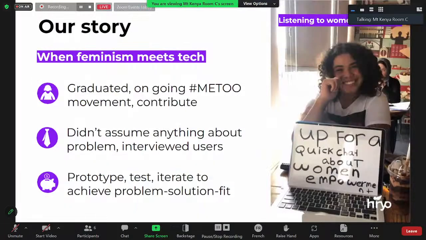So we kept prototyping and testing until we reached something called the problem solution fit, which I'll tell you about in a while. And we move to the next slide, please. So what I've just explained is called the design thinking cycle.